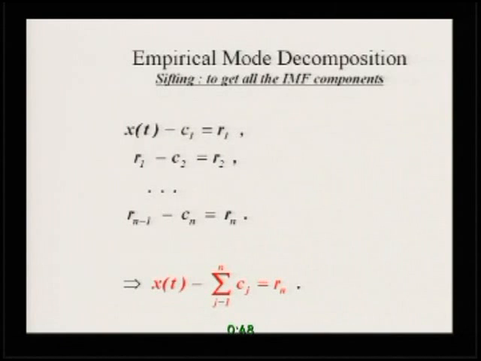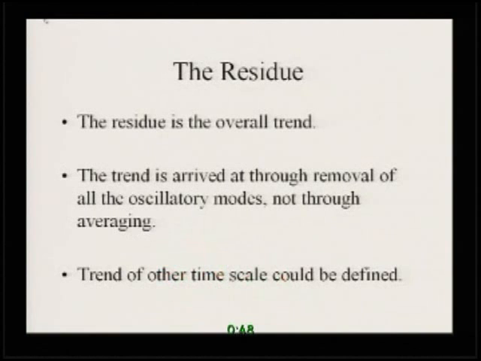So let's revisit the residual. The residual is the overall trend. The trend is derived through removing all the oscillation, not through averaging. If you do averaging, you actually select a time scale. But by removing oscillation, we don't select a time scale. We let the data decide. In this way, once we get it decomposed, we can define trend not only for the overall, but for other time scales as well.